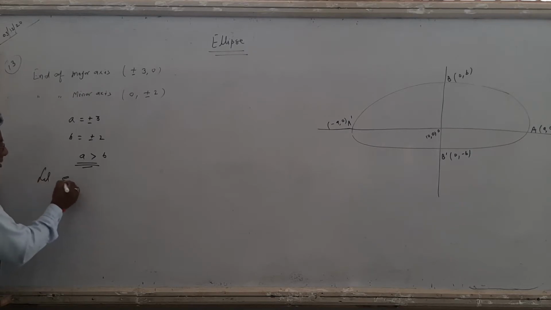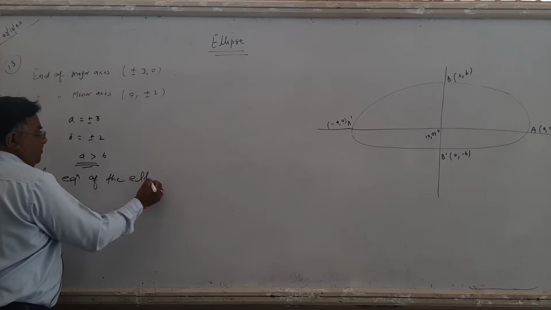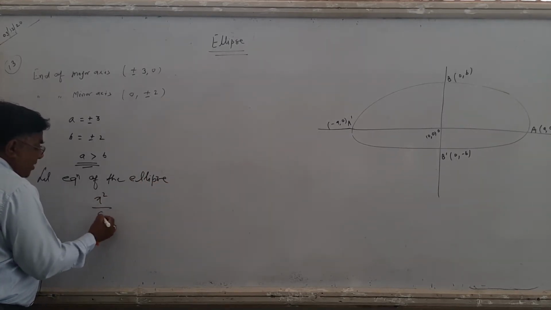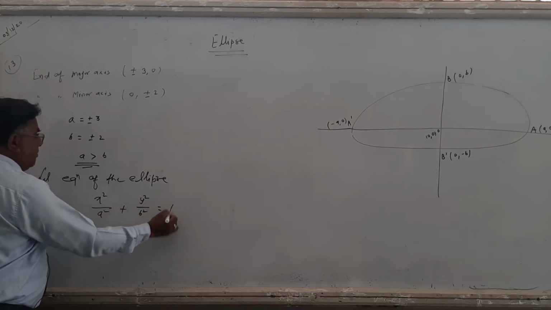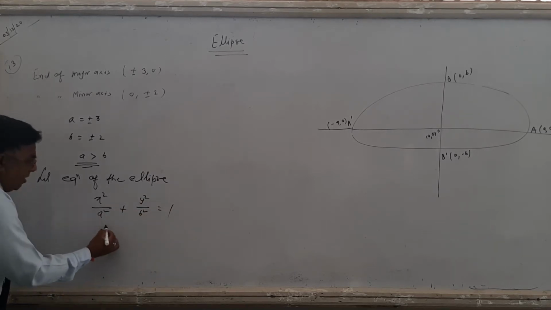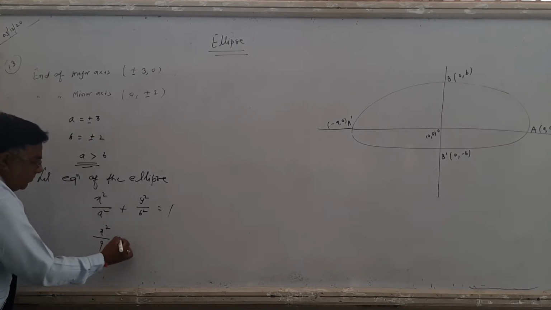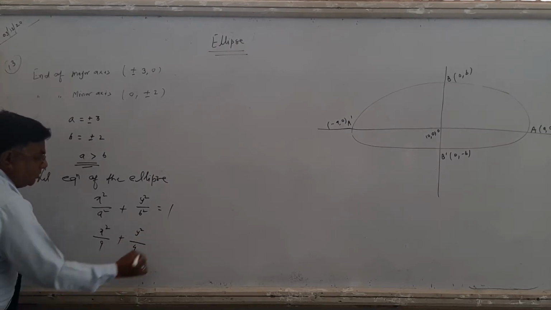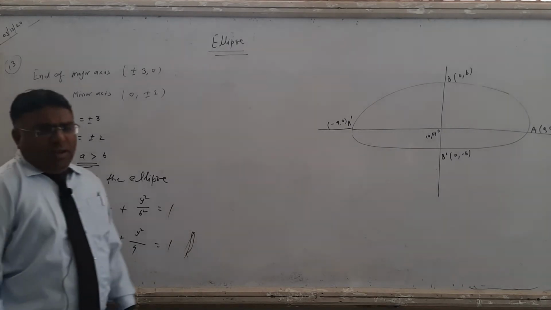Let the equation of the ellipse be x square upon A square plus y square upon B square equals to 1. Then x square upon A square, where A is 3, the square of 3 is 9. Y square upon B square, where B is 2, the square of 2 is 4. This is the equation of ellipse, right?